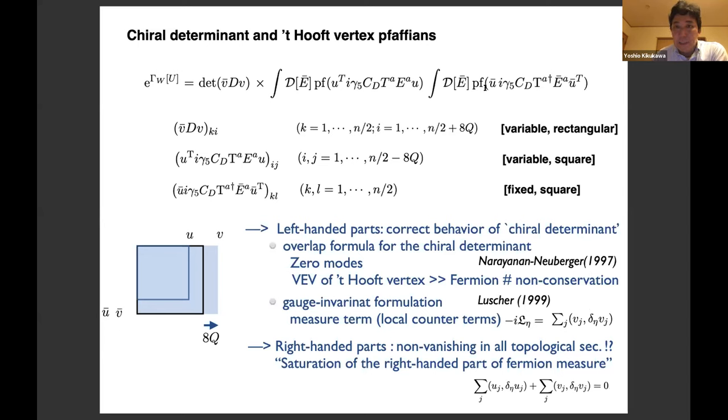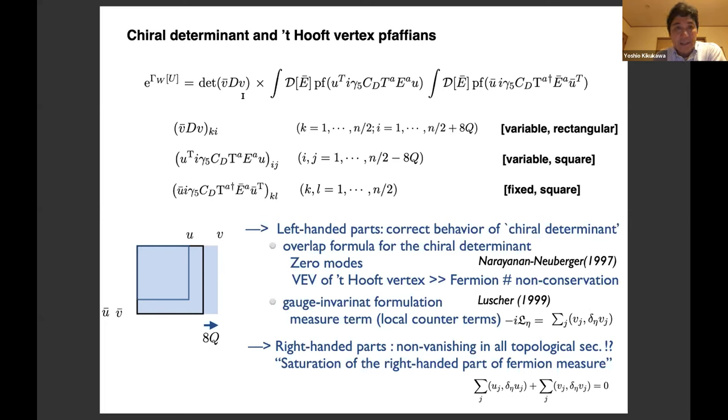And the same thing happens for the anti-field contribution. This matrix is a square, fixed-size matrix, and the size is even. So the Pfaffian of this matrix also does not vanish identically in general. So in this way, we can expect that in every topological sector with different topological charge, this Pfaffian and this Pfaffian do not vanish identically. And after the path integration over the auxiliary spinor field, we can have a non-vanishing result in general.